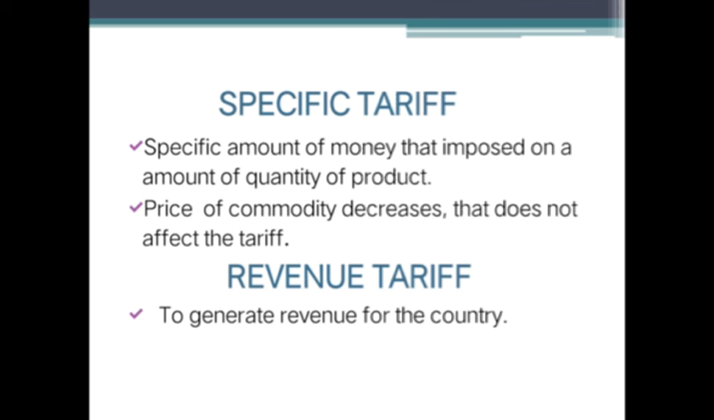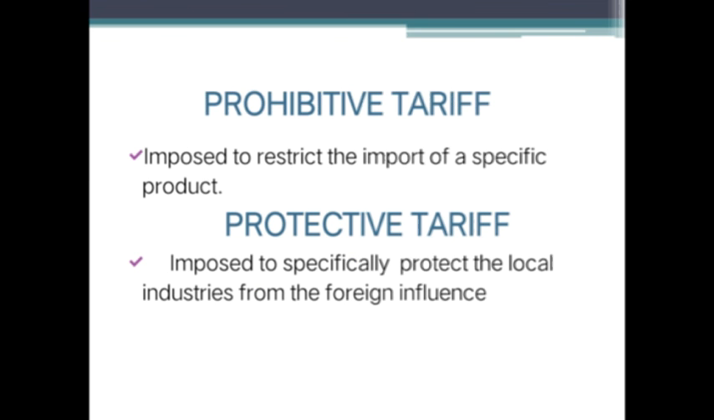Next one, revenue tariff, to generate some revenue for the country. And the prohibitive tariff, imposed in the restricted country to prohibit some specific products. Protective tariff means a country protects its industries from foreign influences by taxing imports of products it produces itself.